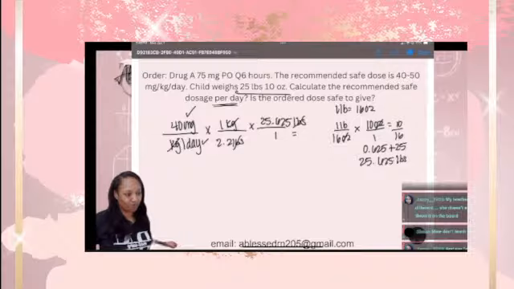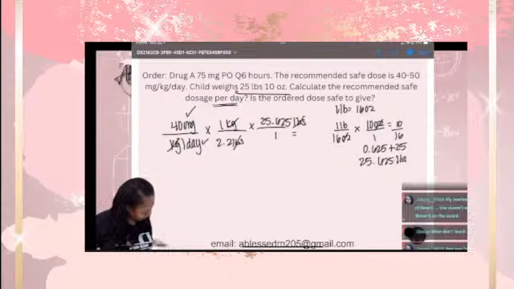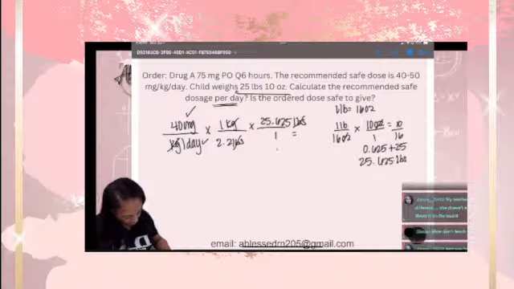Okay, then, yeah. 40 times 25.625 divided by 2.2. 465.9 is going to be how many milligrams per day?